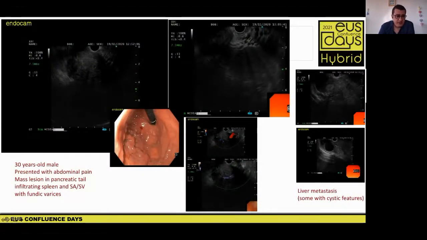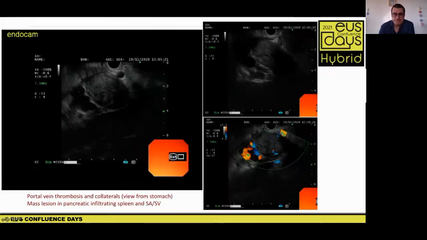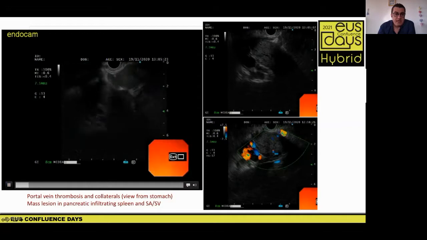And this is another case, a 30-year-old male presented with abdominal pain. There is a big mass in the pancreatic tail infiltrating the spleen, and it also infiltrates the splenic vein and artery. As it obstructs the splenic vein, you see the fundal varices in the photograph, and unfortunately, this case has metastasis in the liver with some cystic degeneration. But also, in this case, you see from the stomach a very big, thick, sausage-like portal vein full of thrombi. You see the portal vein thrombosis.